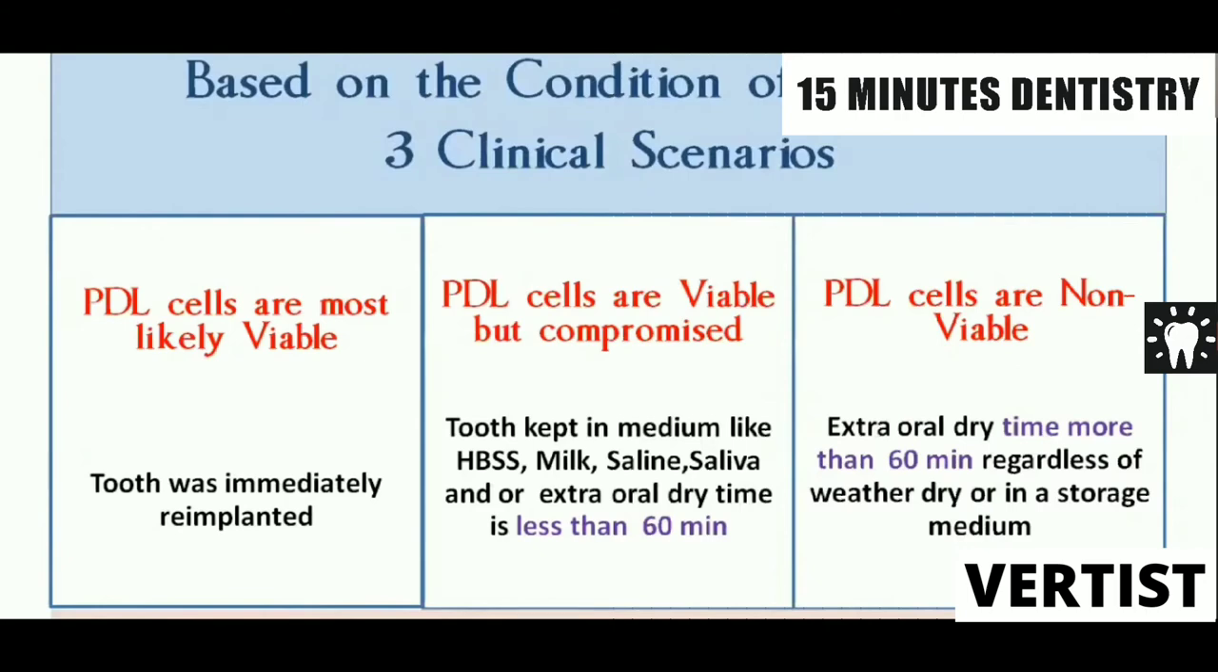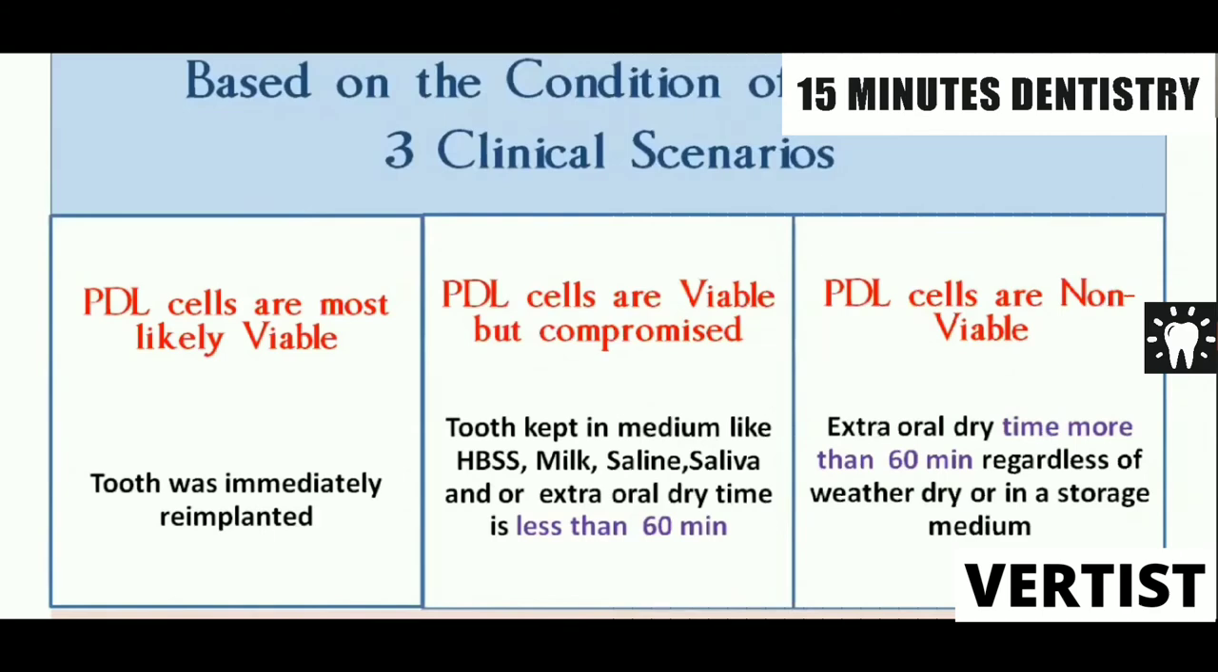The second scenario would be that the PDL cells are more likely viable, but they are compromised. This can happen when, after avulsion, the tooth was kept in a medium like HBSS, milk, saline, or saliva, or it had an extraoral dry time of less than 60 minutes, because that is a time period beyond which the periodontal ligament cells are not expected to survive.